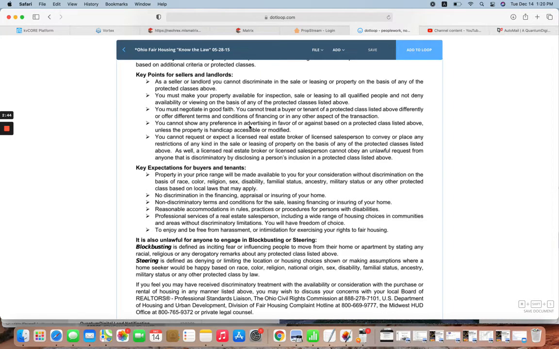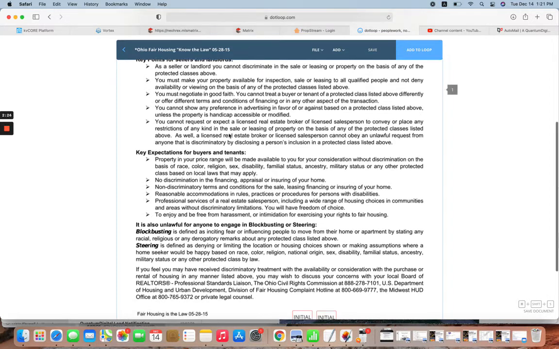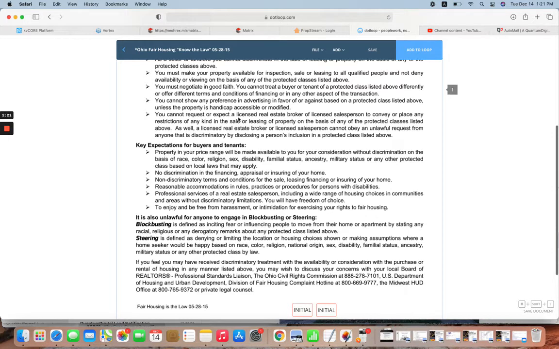And you can't show any preference in advertising, both in favor of or against any of those protected classes. The only exception is if your home is handicap accessible. That could be a very good feature for obviously those who need it, so you are allowed to advertise in that regard. And you can't request or expect a licensed broker or real estate salesperson to place any of the restrictions against any of those protected classes, and it is not allowed for them to obey an unlawful request.